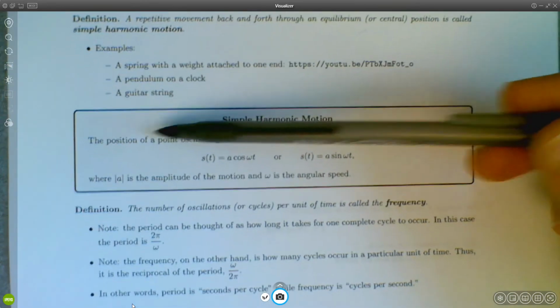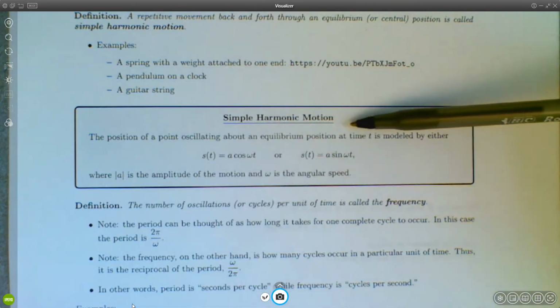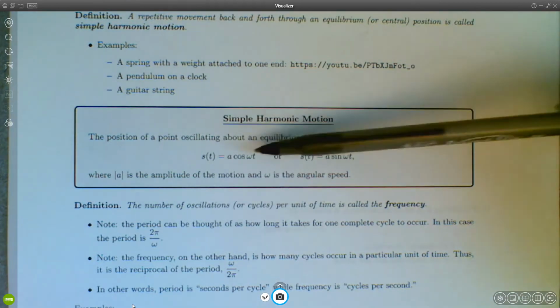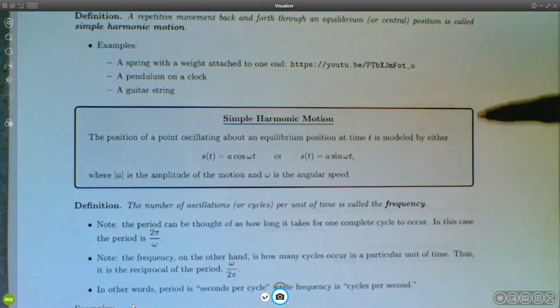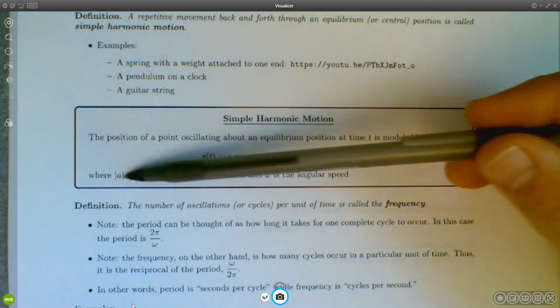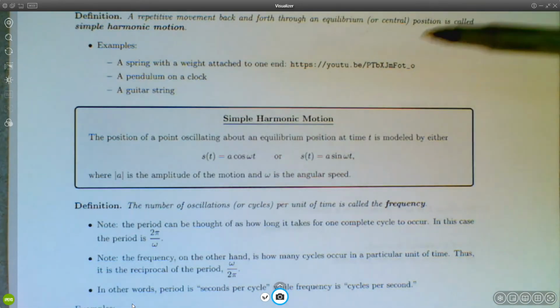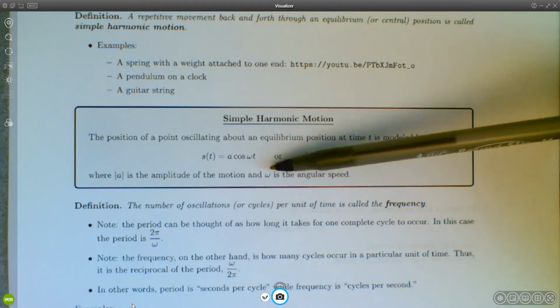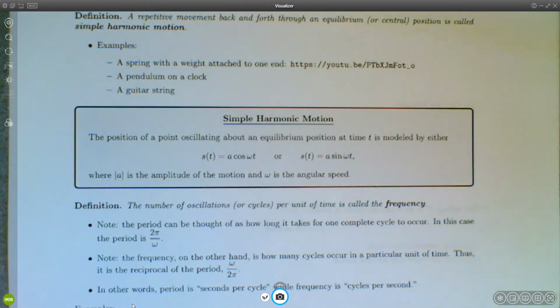So the position of a point oscillating about an equilibrium position at time t is modeled by one of these two functions, where the absolute value of a is the amplitude of the motion, and omega is the angular speed. Okay, so just like the angular speed that we talked about at the end of chapter 3.